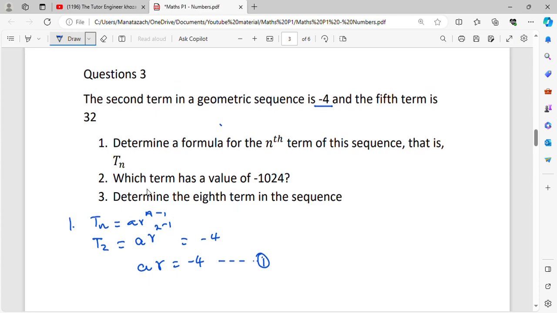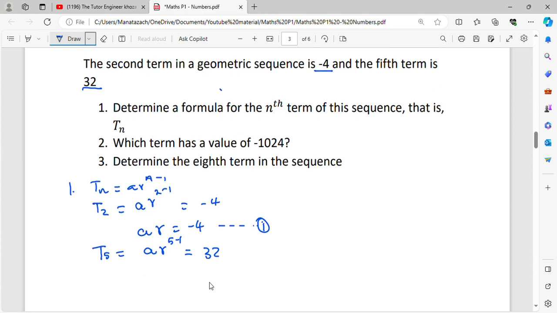And then we are told that the fifth term is 32. So T5 is equal to AR to the power of 5 minus 1, which is the fifth term, equals 32. So AR to the power 4 is 32. Then we'll call this the second equation.